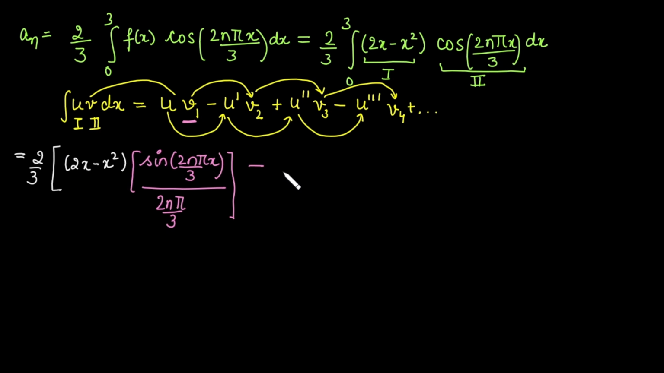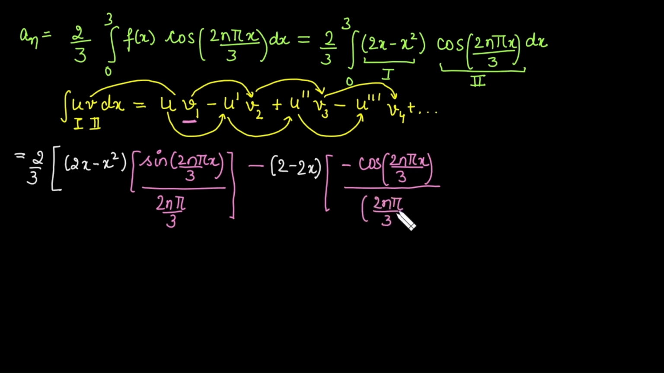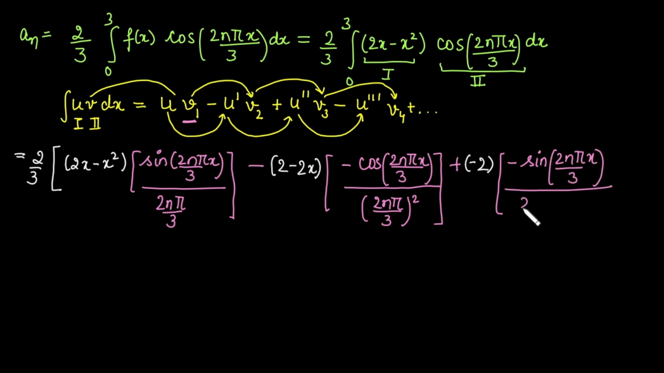Minus the derivative of this, that is 2 minus 2x. The integration of this term is minus cos of 2n pi x divided by 3, divided by the coefficient of x, and the same coefficient we have over here. So now it becomes 2n pi by 3 whole square, plus the derivative of this term, that is minus 2. Then the integration of this term, that is minus sine 2n pi x by 3 divided by 2n pi by 3 cube.